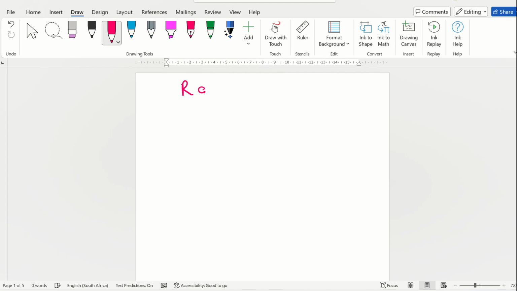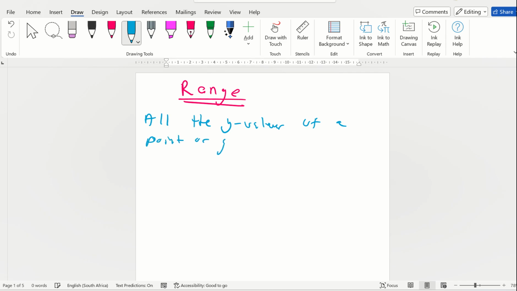Range. Okay. What is a range? I'm going to also write a definition. All the y values of a point or graph. Graph means a line or anything, any function.